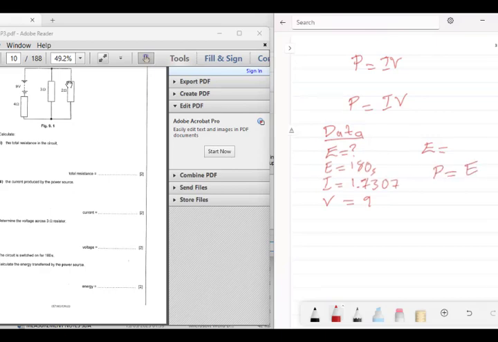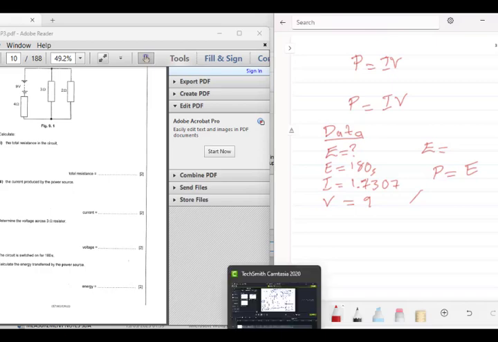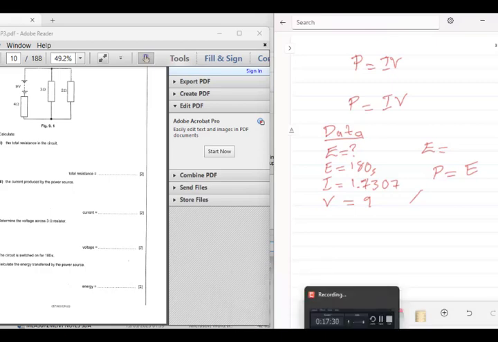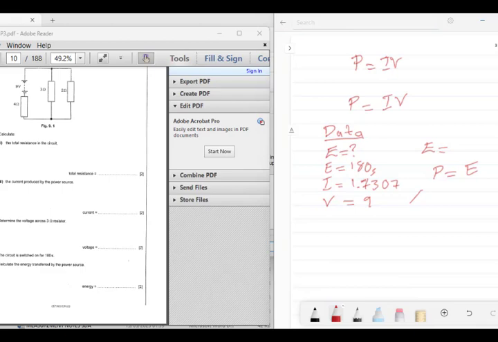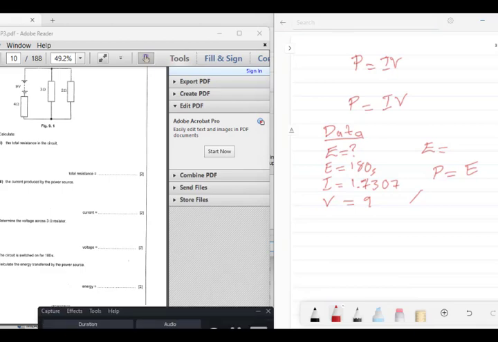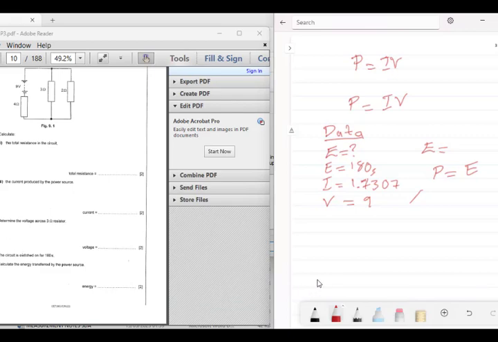So what is happening now? Oh my God. What just happened? My screen just went blank. Okay, I'll continue from this point. Okay guys, we are back.